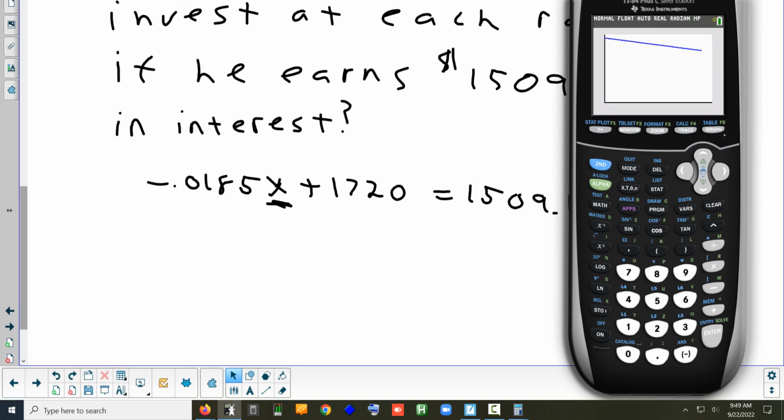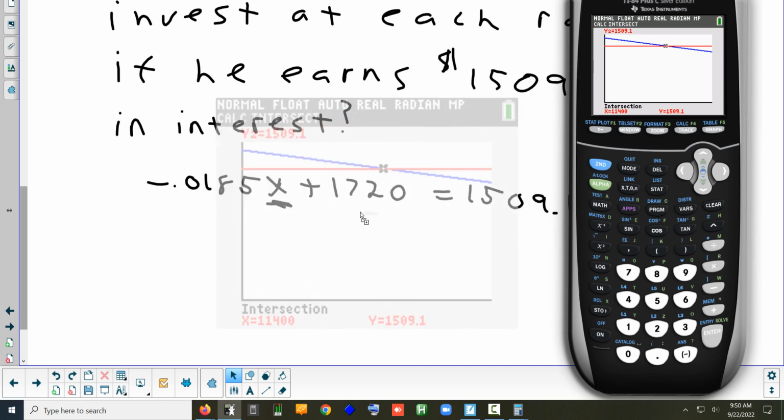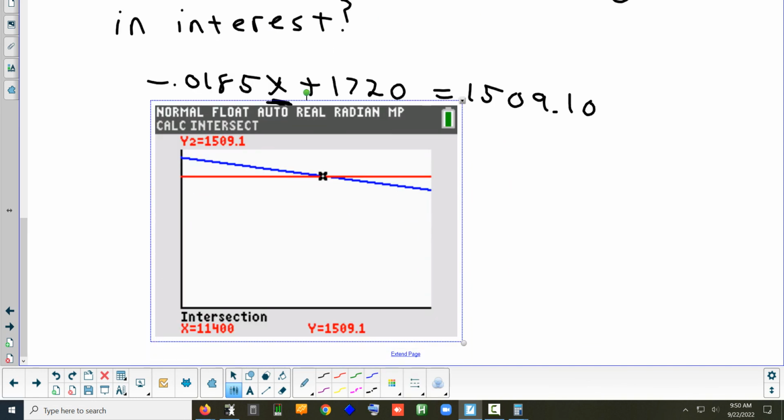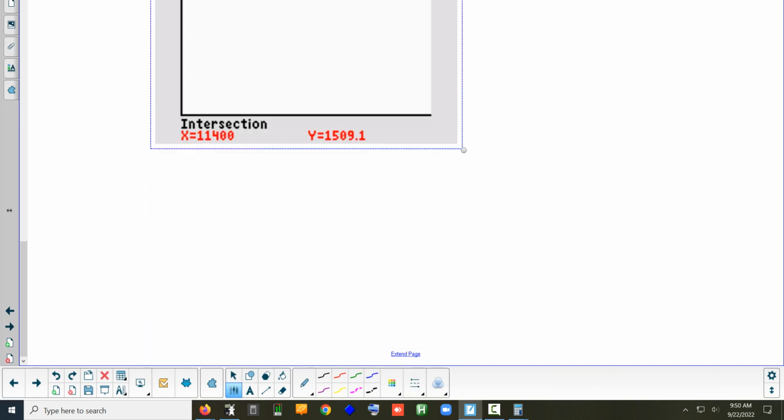There's your left side. There's your right side. And just like Declan said, we want to find where they cross. So second, calc, intersect. Remember, to do an intersect, you just have to hit enter 3 times. Okay. So how much money did Bill invest at the 6.75% account?